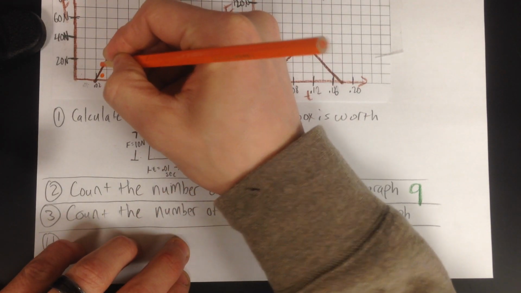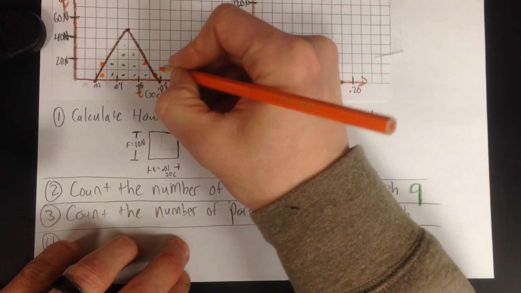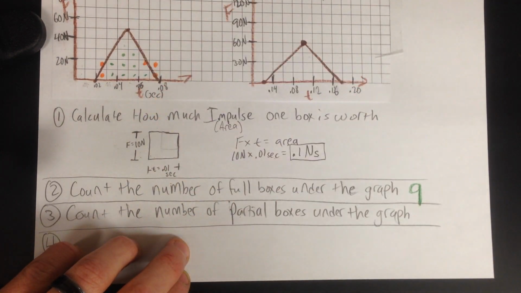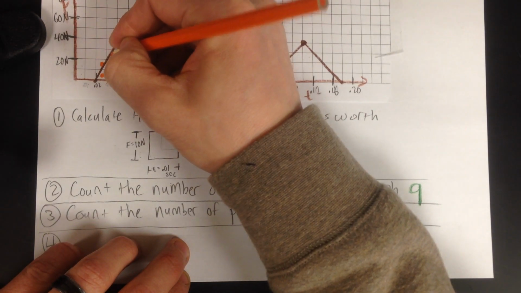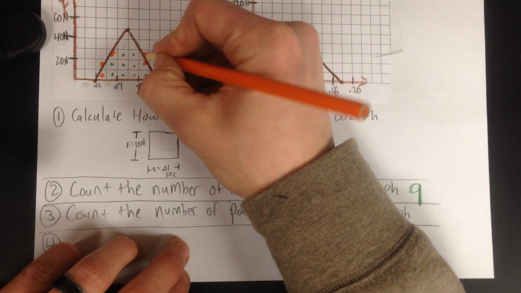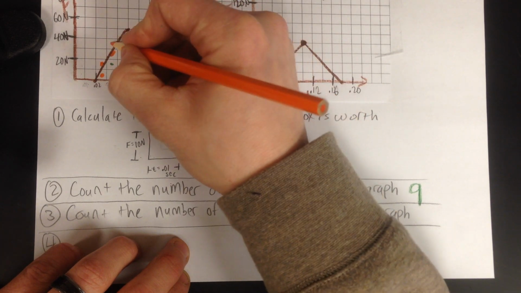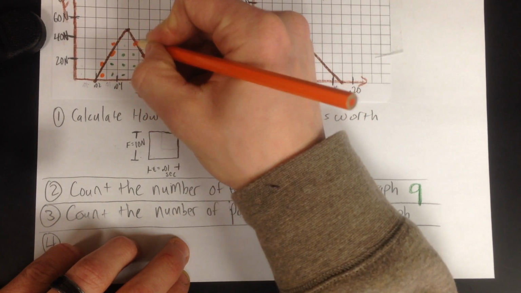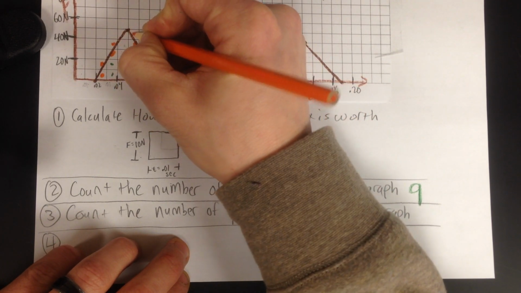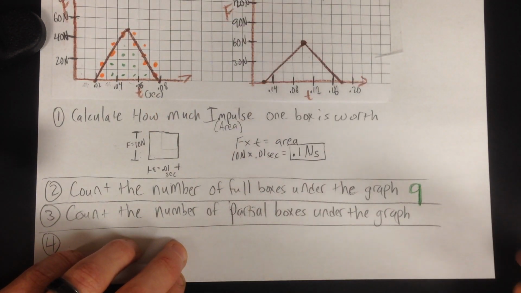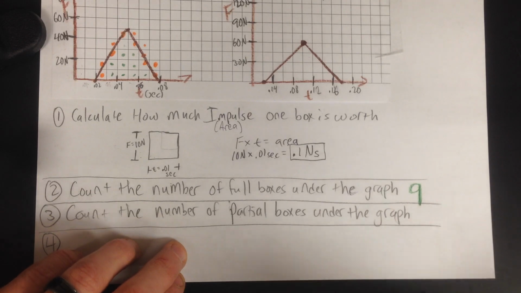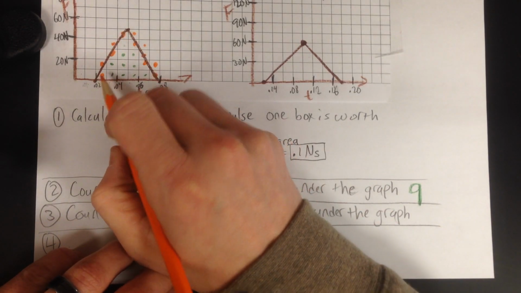Second row. Line goes through that box, line goes through that box, and it goes through that third box too. Next, line goes through that box, goes through that one, that one, that one, that one, and that one. So any box that the line passes through counts as partially under the curve.